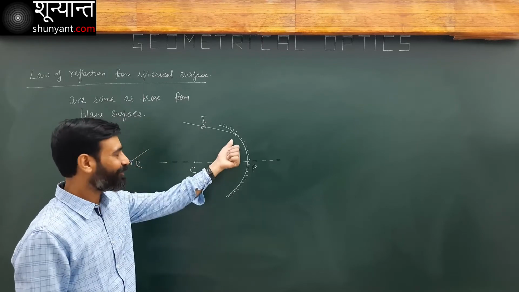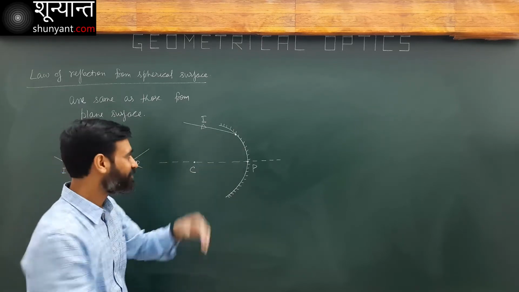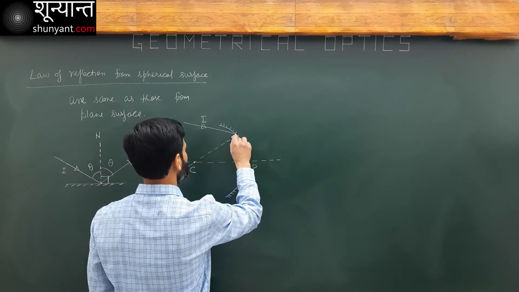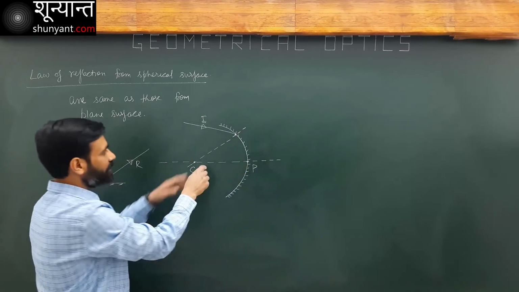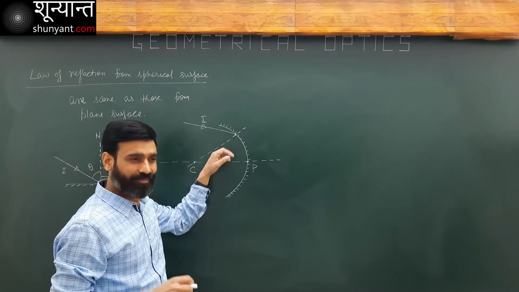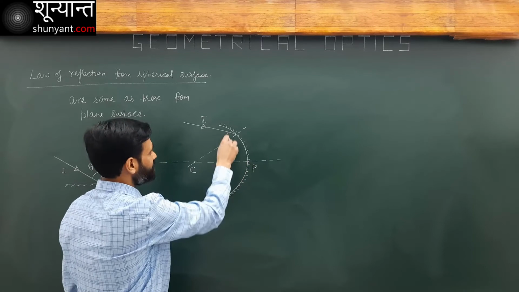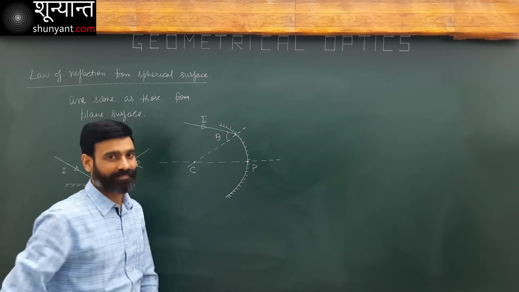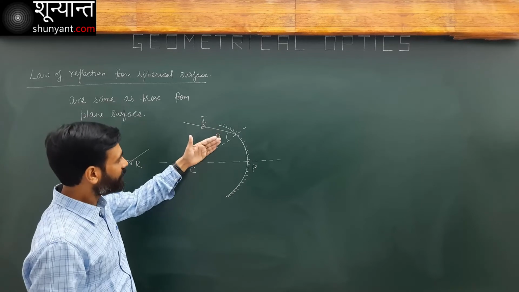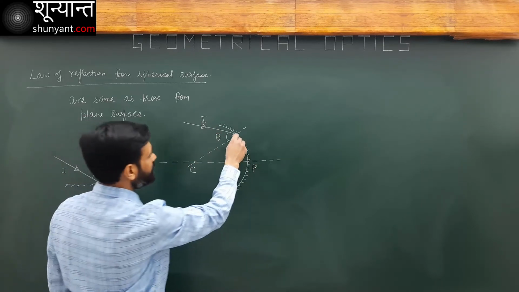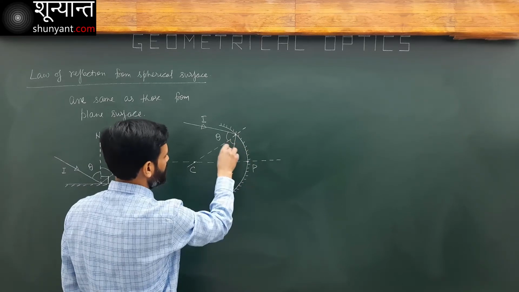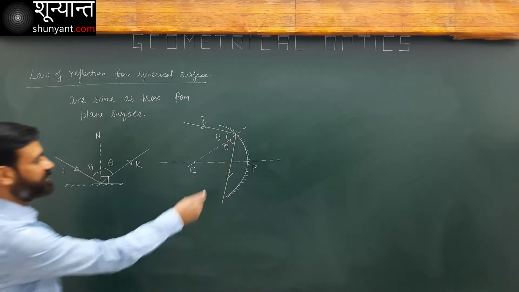How do I draw a normal on a spherical surface? I simply join it with center. If I simply join this point with center, this line becomes normal at this point. Very simple. Then this becomes angle of incidence. Light will be reflected on the other side of normal, making same angle like this. This will be my reflected light.